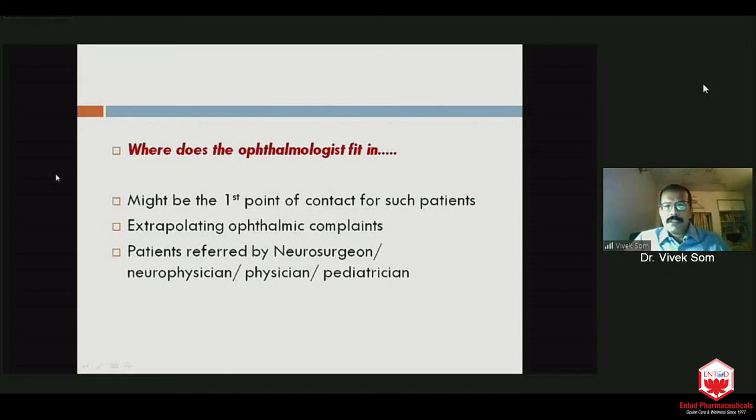Where does the ophthalmologist fit in? Basically, the ophthalmologist might be the first point of contact for such patients, and extrapolating ophthalmic complaints and diagnosing intracranial space occupying lesion is of paramount importance for the patient. Sometimes the patients are referred by neurosurgeons and neurophysicians and even pediatricians for evaluation of fundus, and many a time the ophthalmologist is the one who diagnoses these kinds of suspicious cases.